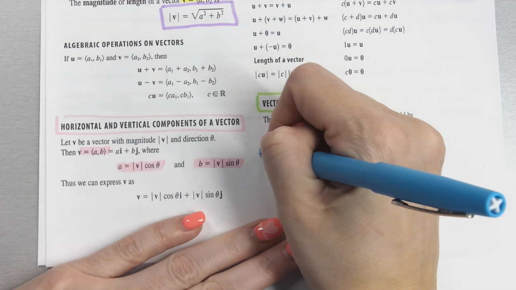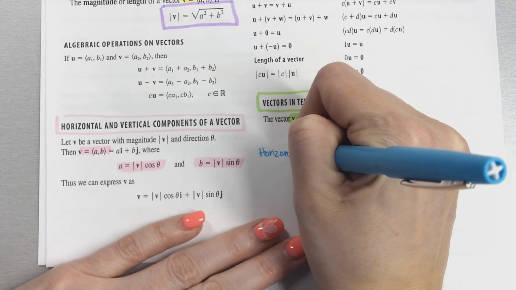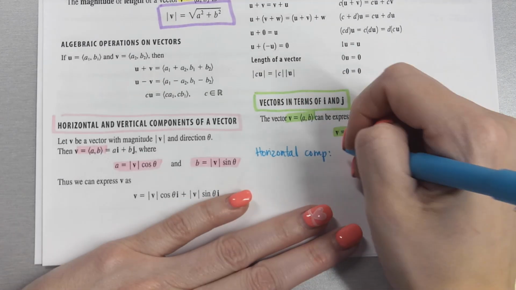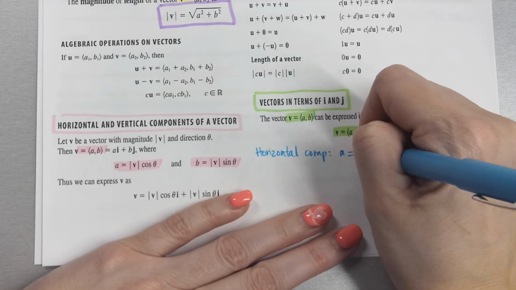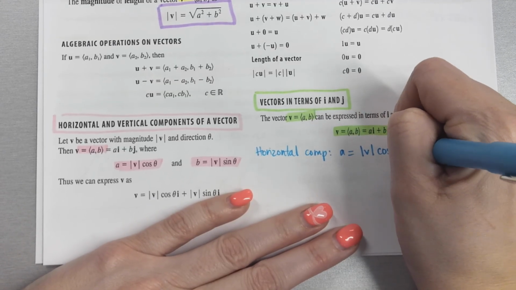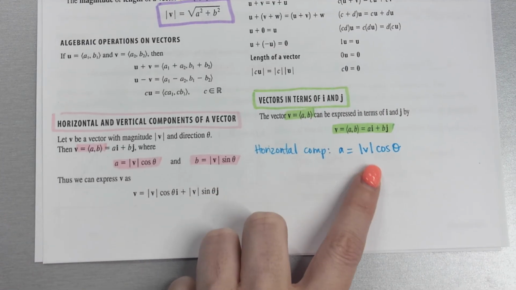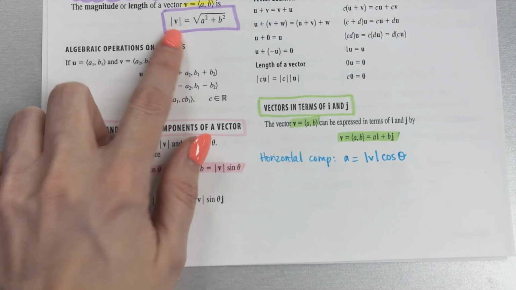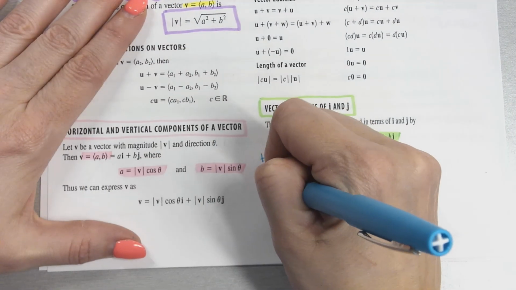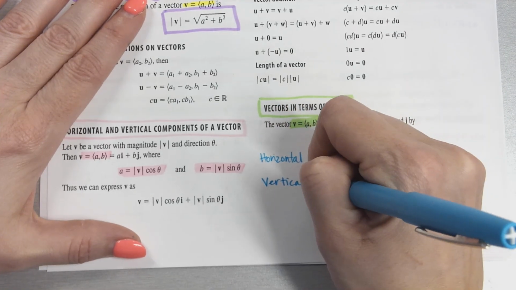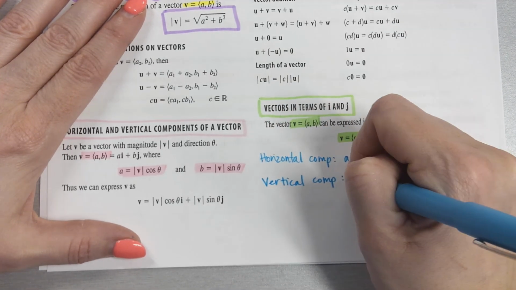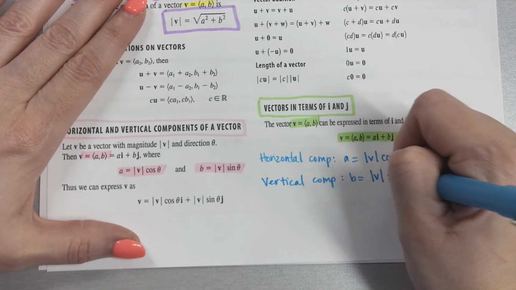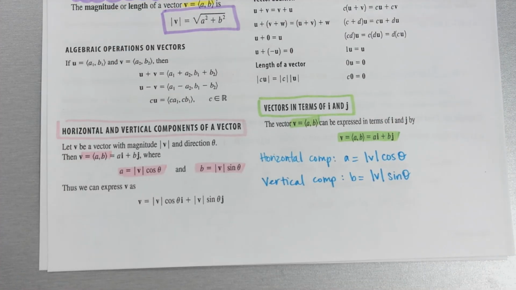So your horizontal component is always going to be the magnitude times the cosine. Okay, and we do need to know that this means the magnitude. So this is going to be your magnitude. And then the vertical component we call b, and that is the magnitude times the sine.